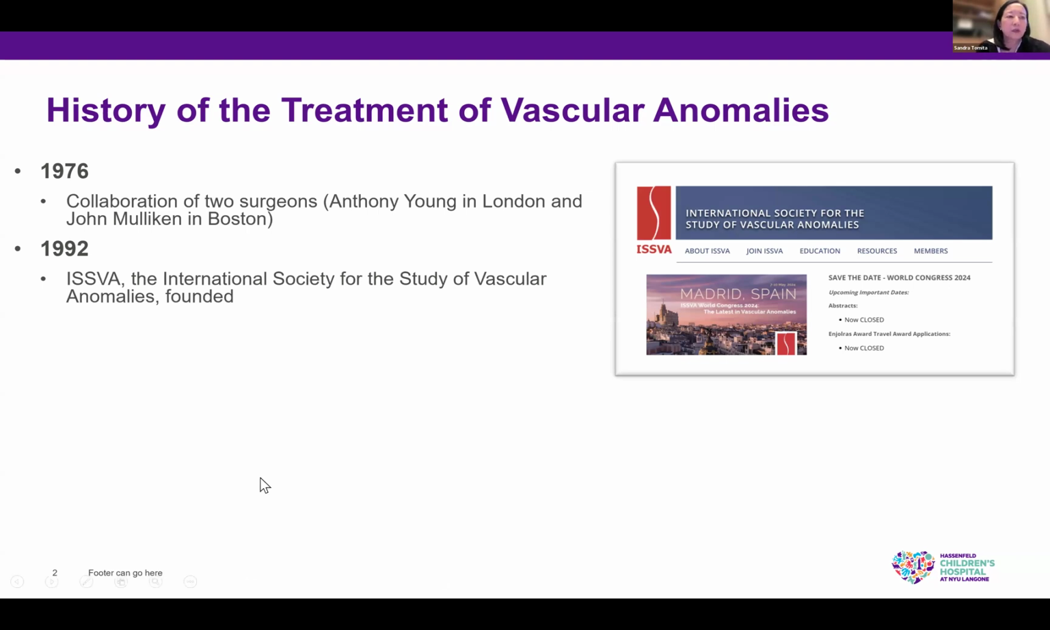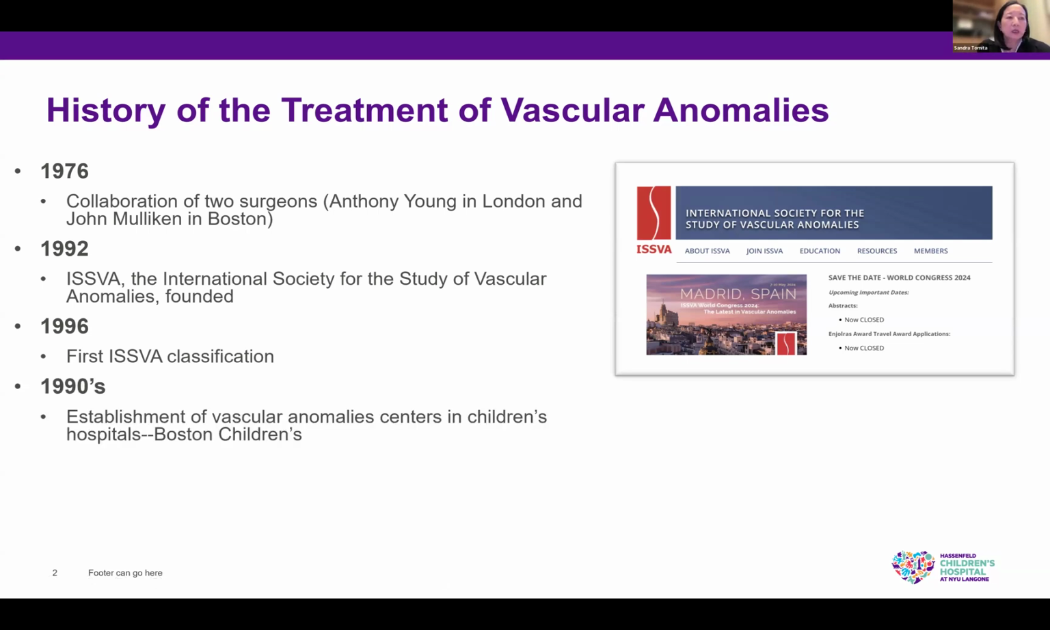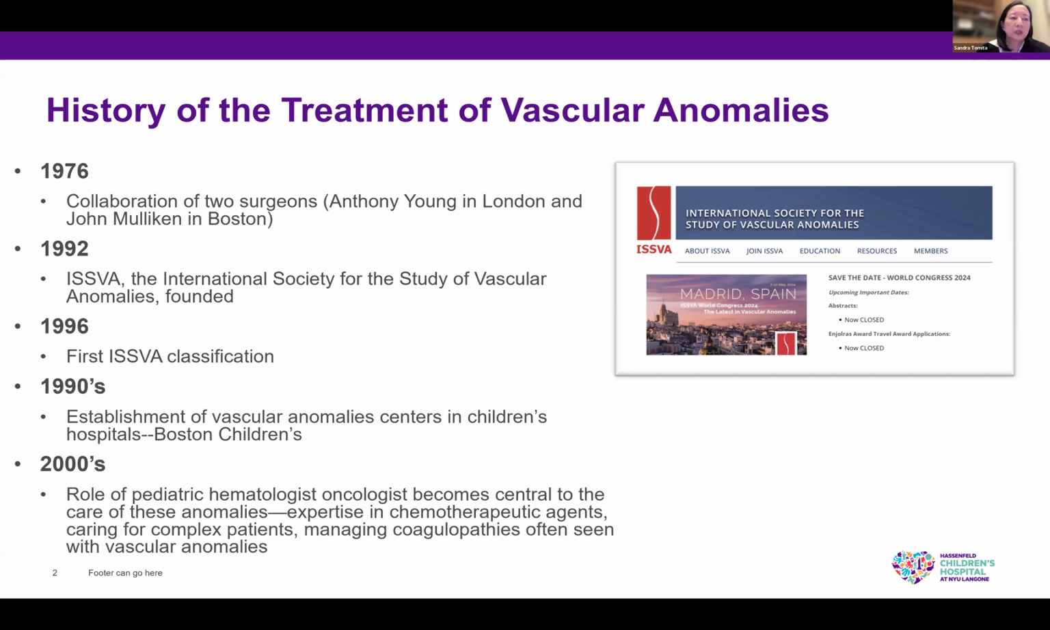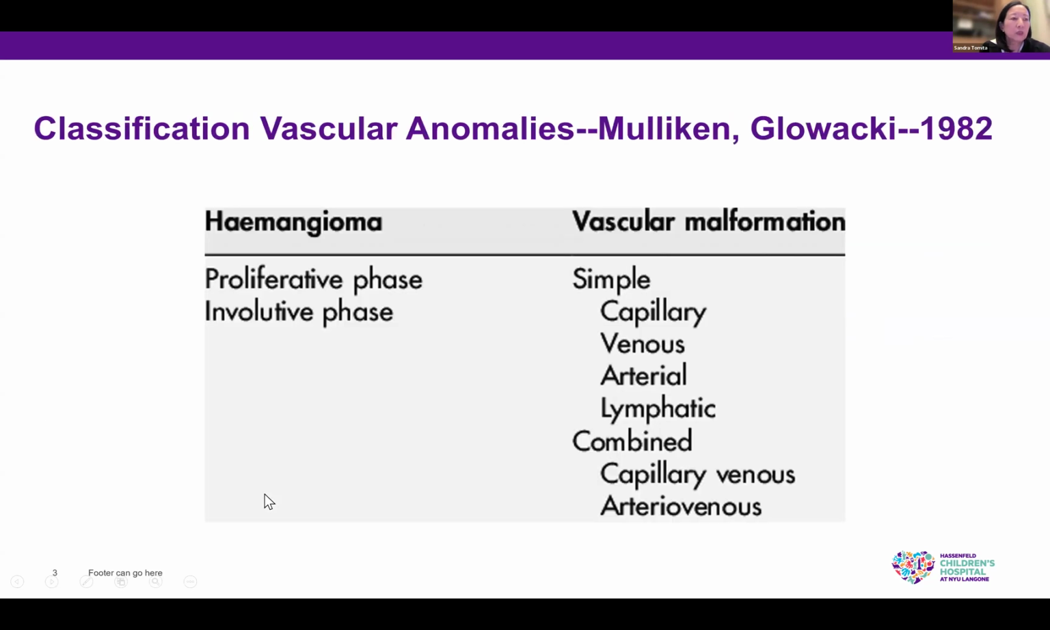The first ISVA classification was published in 1996, and in the 1990s, some children's hospitals established formal vascular anomalies programs, most notably at Boston Children's Hospital. In the 2000s, as our knowledge expanded to include the medical management, the understanding of coagulopathies and genetics often involved in these lesions, the role of the pediatric hematologist oncologist in these anomalies became central to the success of these programs.